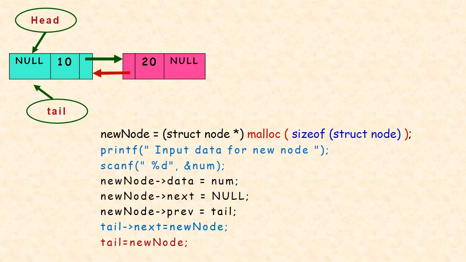Now two nodes exist in this list. In this linked list, the last node is the tail node. That is why I will make the new node the tail. If I make the new node the tail, the tail pointer points to the new node, right? Now one node is created and linked.